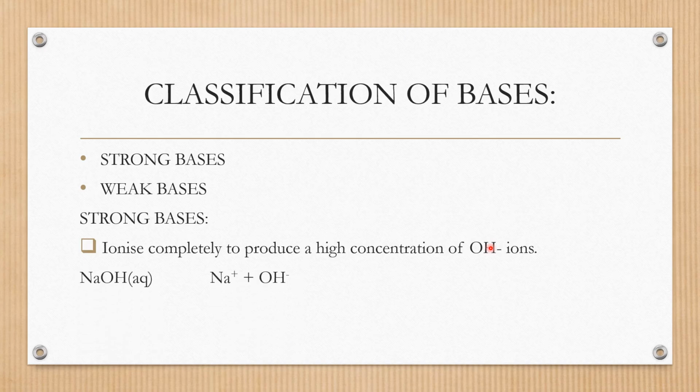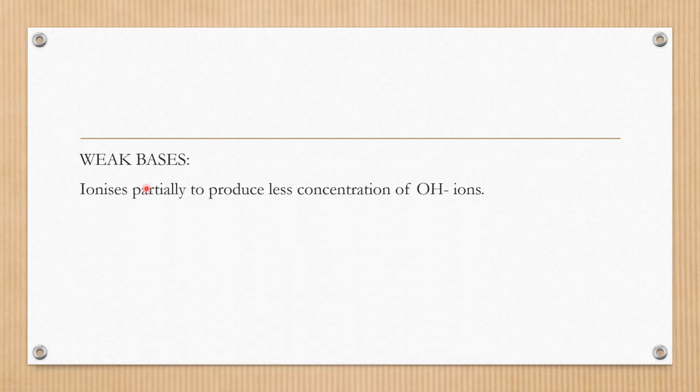The example is NaOH. As we already know, NaOH dissociates into Na plus and OH minus ion. And then KOH. KOH also dissociates into K plus and OH minus ion. The next one is weak bases. Weak bases are partially ionized to produce a low concentration of OH minus ion.